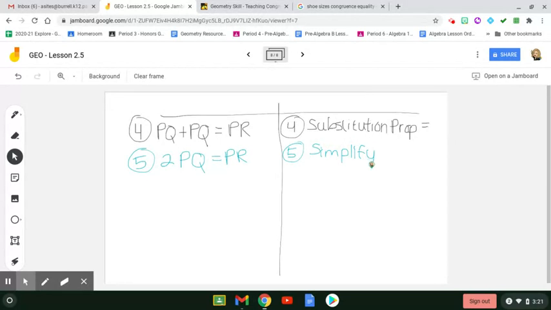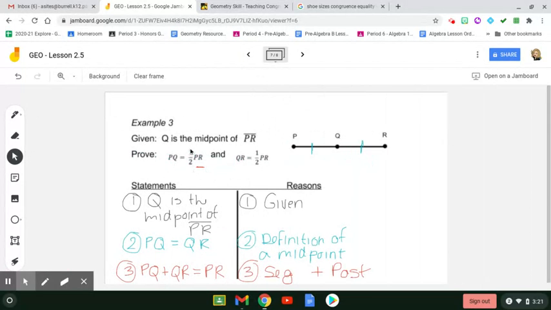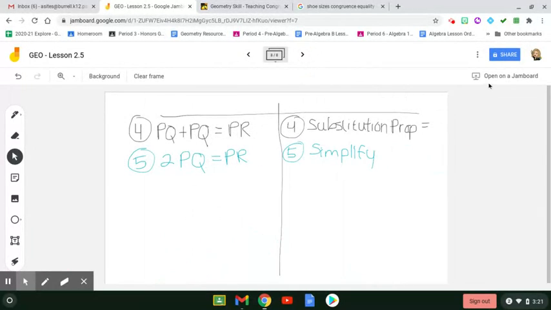All right, I'm almost there. Look at what I need to prove. I'm going to go back. I need to prove that I have half a PR. Well, I'm real close. I've got to get that 2 on the other side. So what operation is separating this? Multiplication is in between here, right? How do you get rid of multiplication? You've got to divide. So here I go. I'm going to make the next statement: PQ is equal to half of PR. And the reason is I'm dividing both sides by 2, so that's going to be the division property of equality.